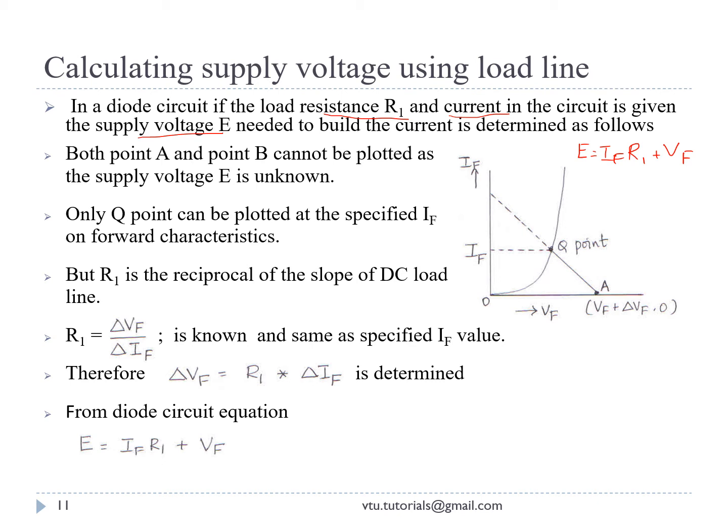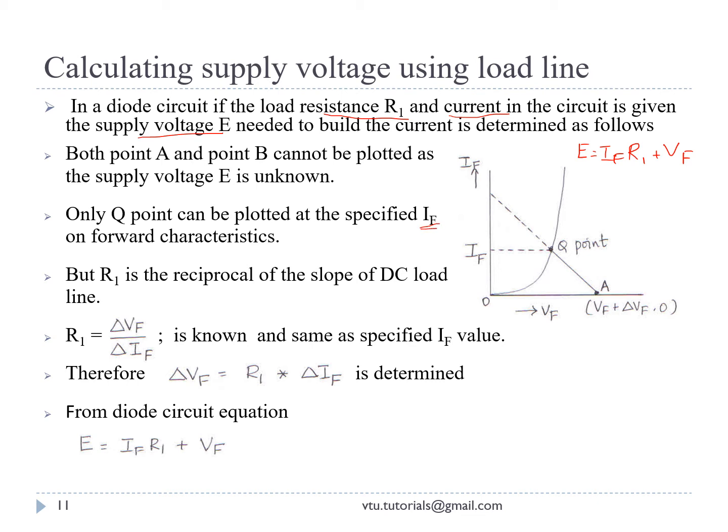Point A, as you know, is VF comma 0, and point B is 0 comma IF by R1. So we don't know the value of E and the current, right? So now only the Q point can be plotted at a specified IF. IF is given, so only the Q point can be plotted.